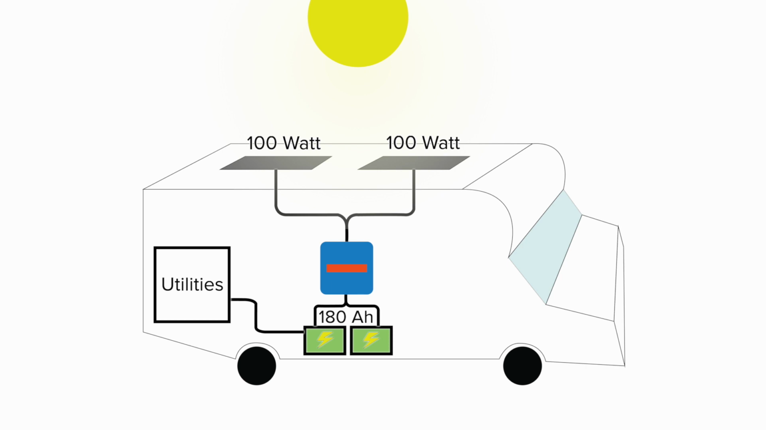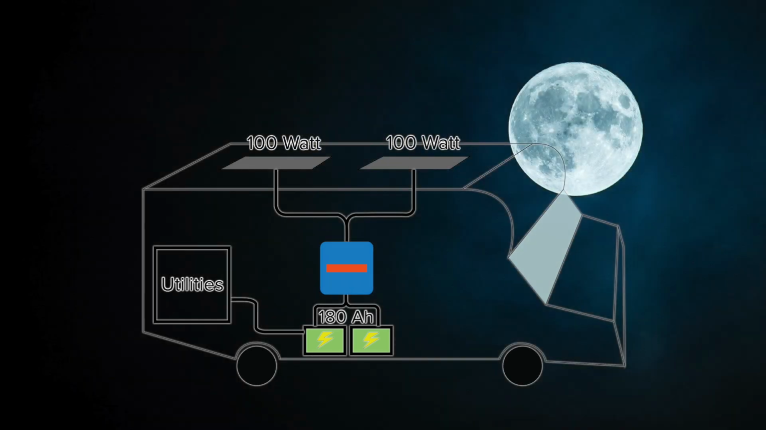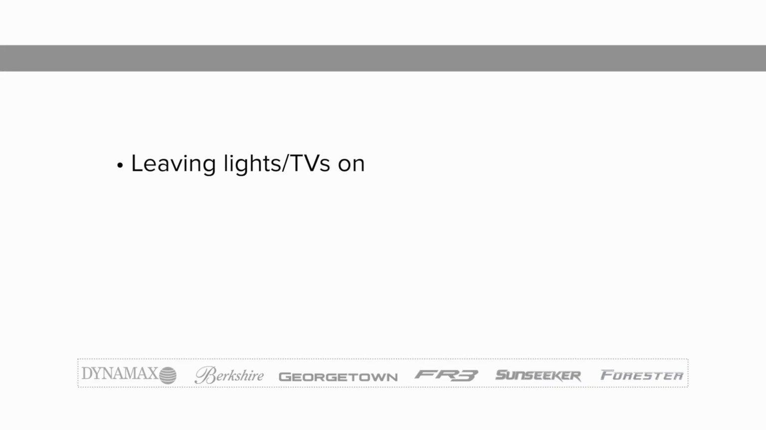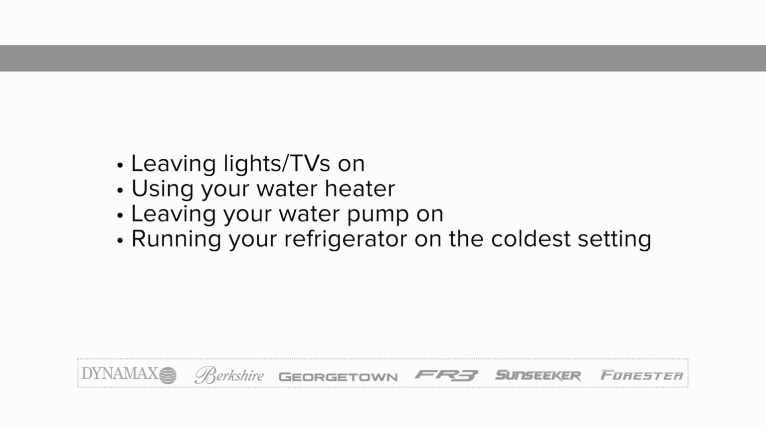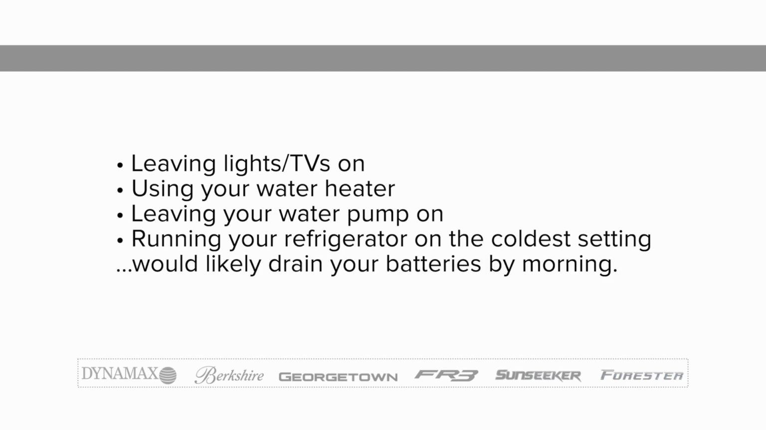Now let's take that same example of our 200 watt solar setup with dual RV house batteries, but now it is nighttime, so the solar panels will not be producing energy. It is important to look at your battery level and determine which utilities or components are not 100% necessary. Leaving lights or TVs on, using your water heater, leaving your water pump on, or running your refrigerator on the coldest setting would likely drain your batteries by morning.